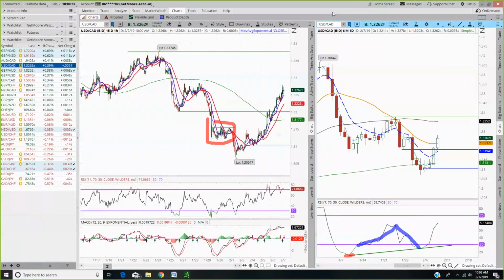So, somebody tell me this. What do we have going on the daily chart? What is this? What do we call that? My line's drawn on it. What's this?